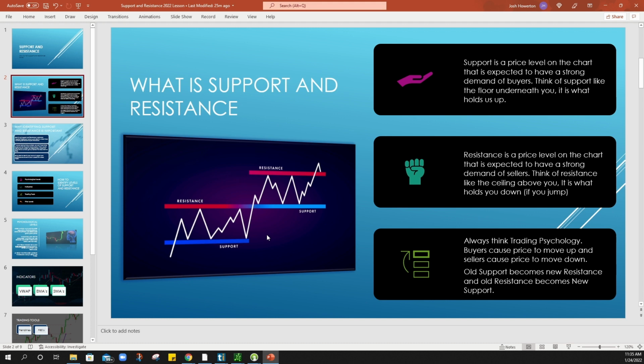Buyers cause the stock's price to move up, and sellers are causing the stock's price to move down. It's all psychology, right? The only reason a stock goes up is because there's buyers, and the reason why stocks go down is because there's sellers. Old support becomes new resistance, and old resistance becomes new support.